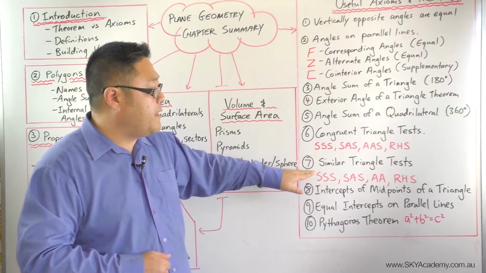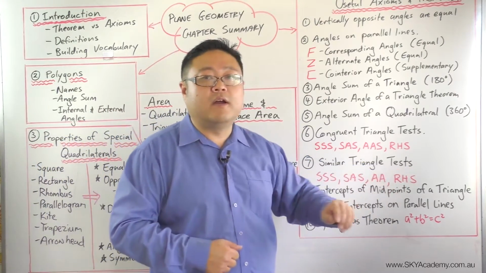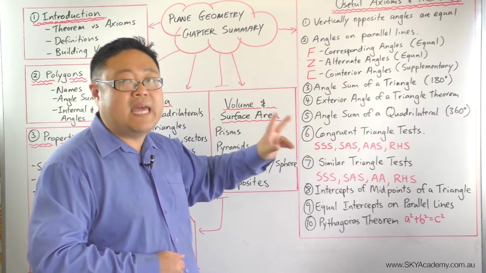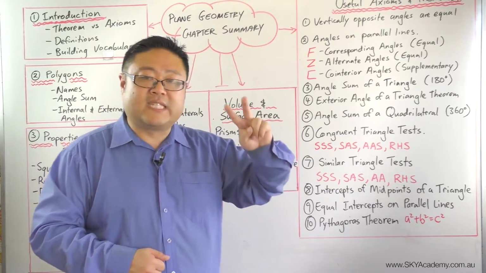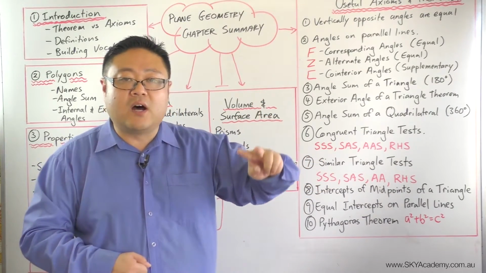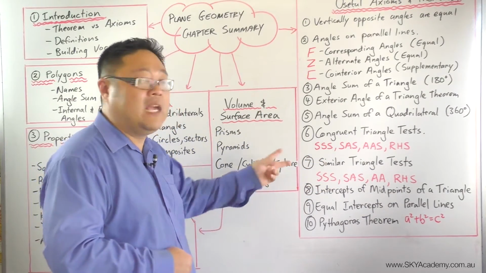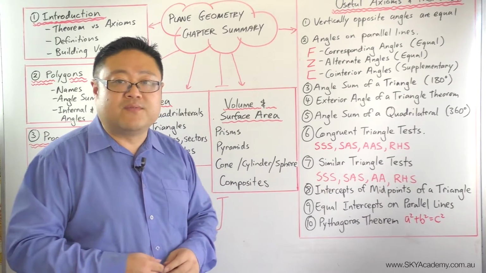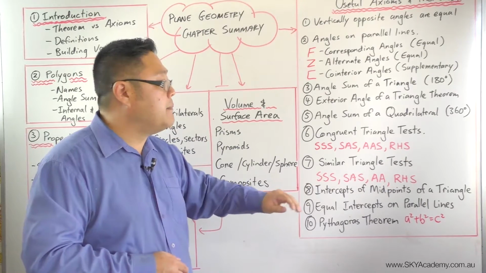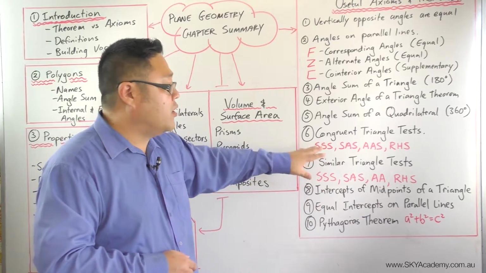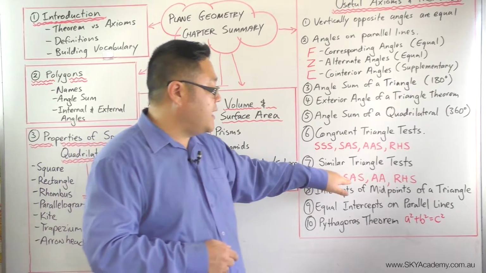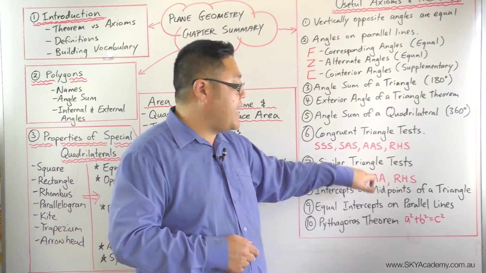And the four tests will be a mirror image of the four tests for congruent triangles, except that you're not looking for the sides to be equal. Instead, what you're looking for is the pairs of sides to be in equal ratio to the other pairs of sides, because we're looking for similarity, not congruence. So you've got SSS, SAS, AA.